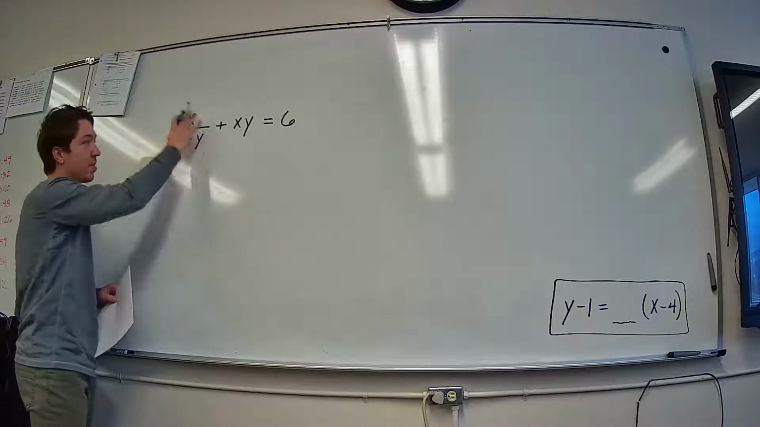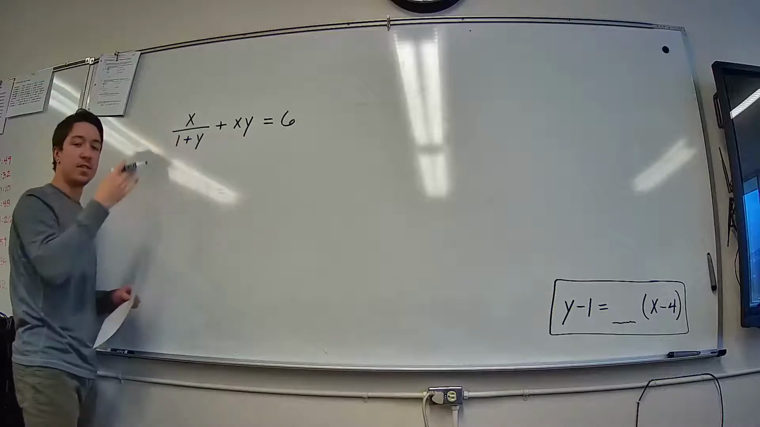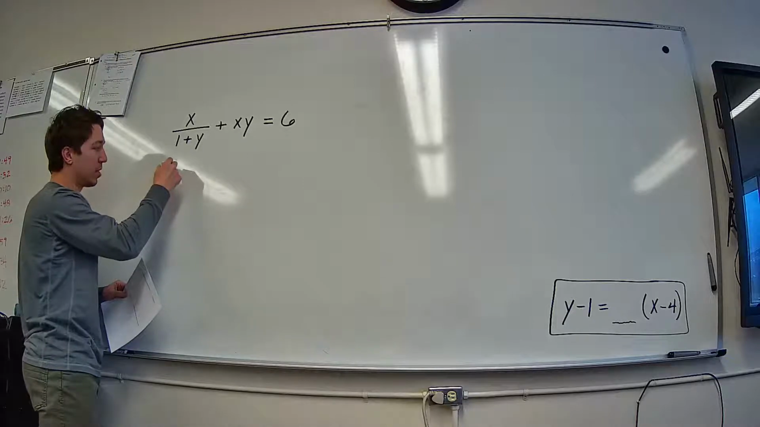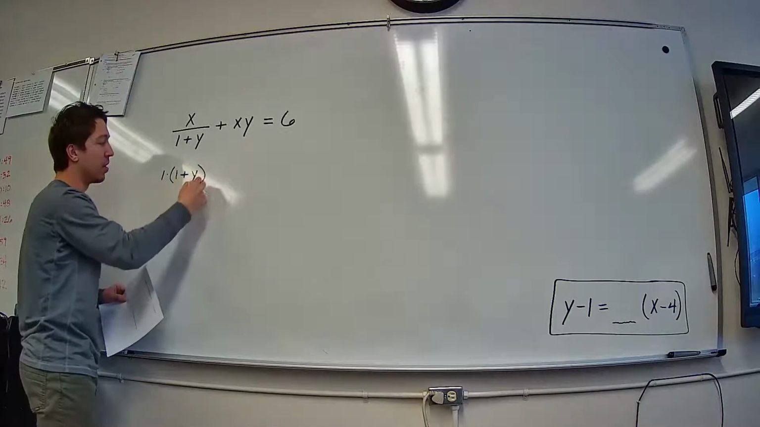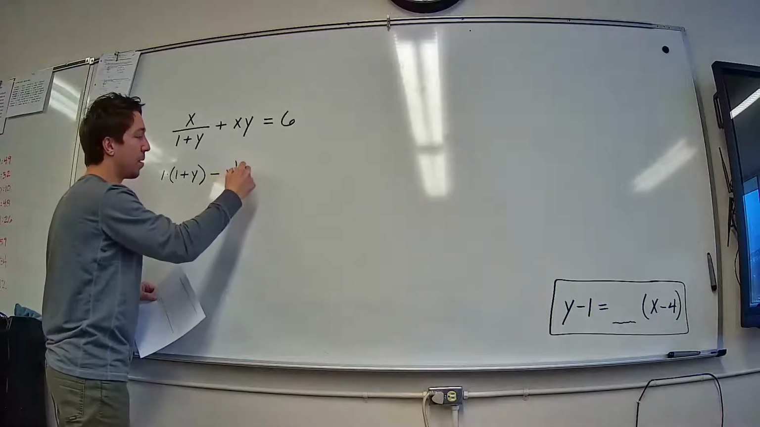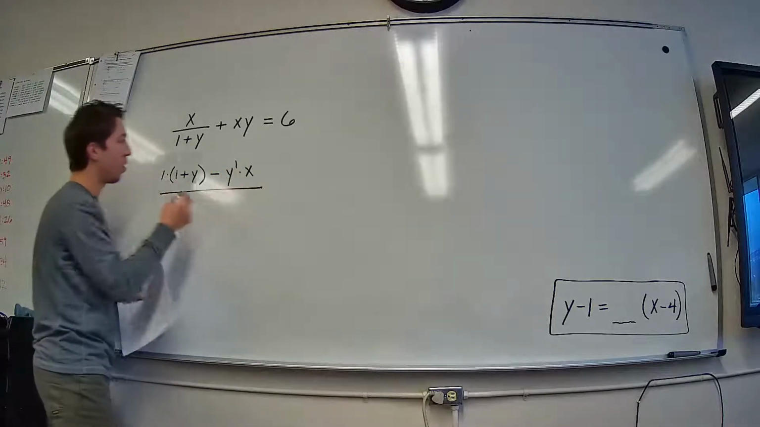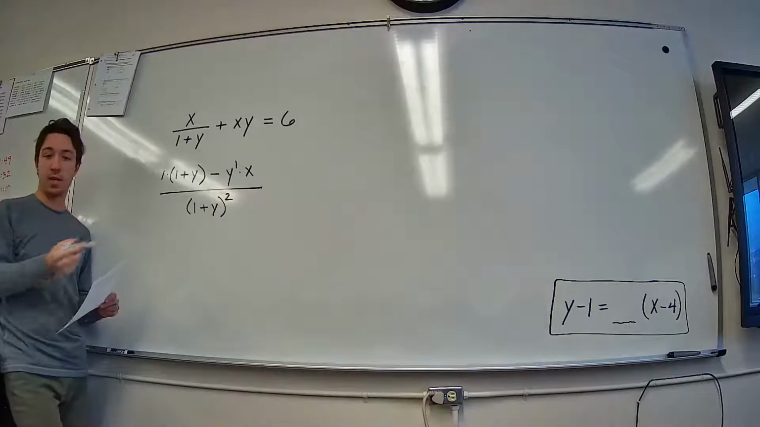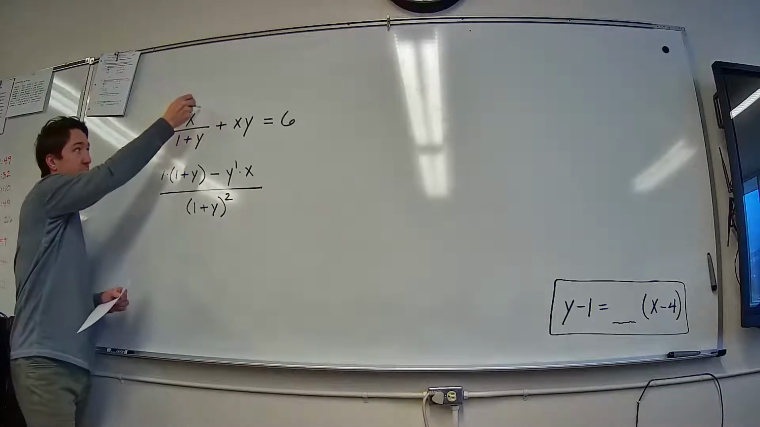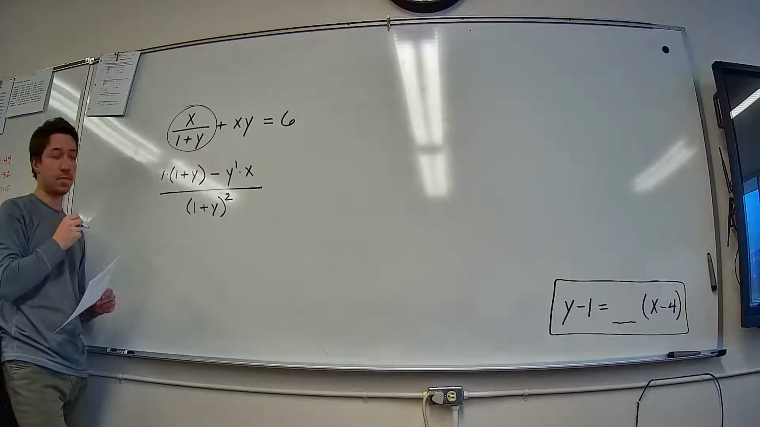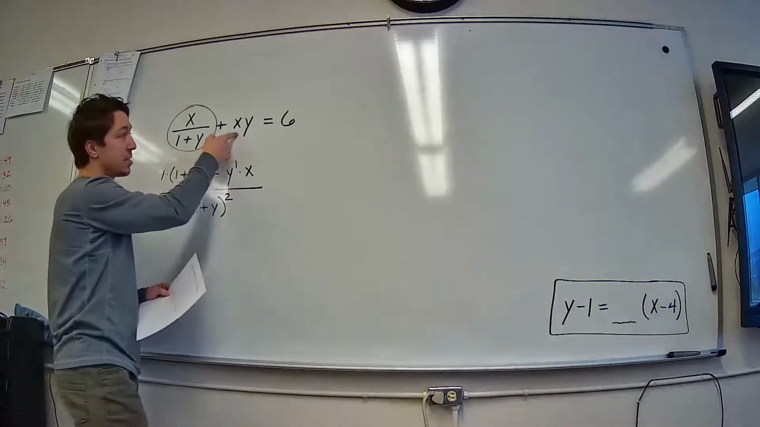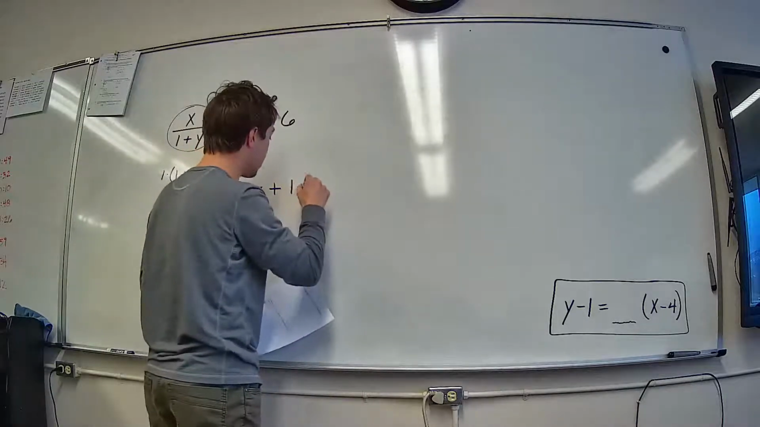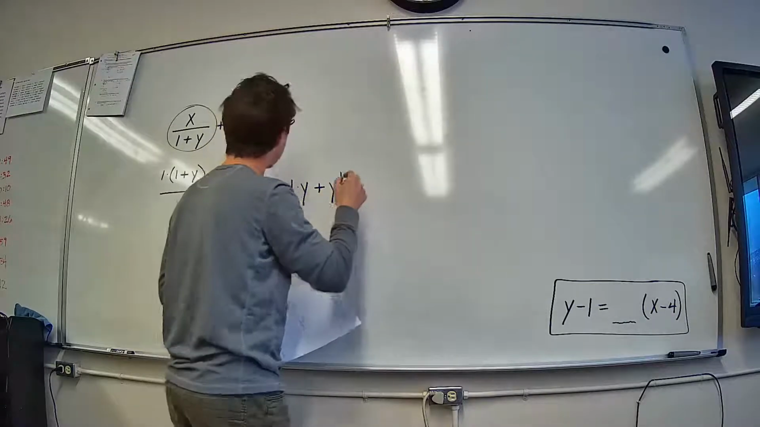Okay. We're going to use the quotient rule for this term here. So it's like a over b, derivative is going to be a prime b minus b prime a all over b squared. So 1 times 1 plus y minus y prime times x all over 1 plus y squared. Are there any questions? That's just the derivative of this term right here. That's all that is. Okay. Now the derivative of this requires the product rule, yep. So 1 times y plus y prime times x.